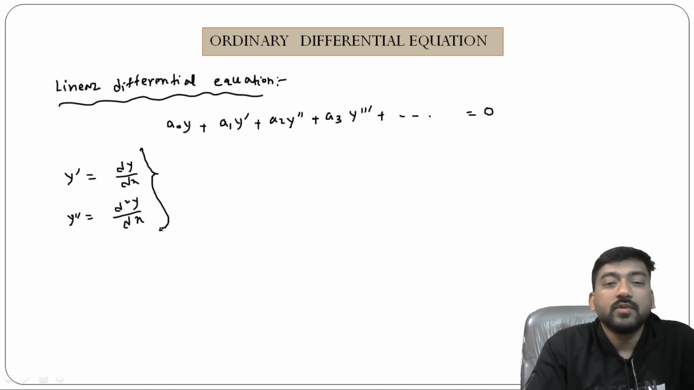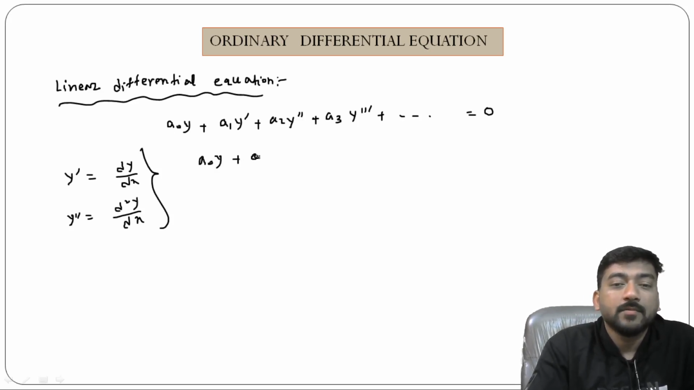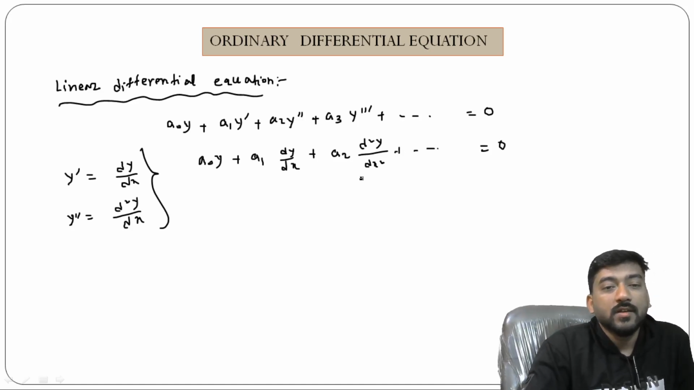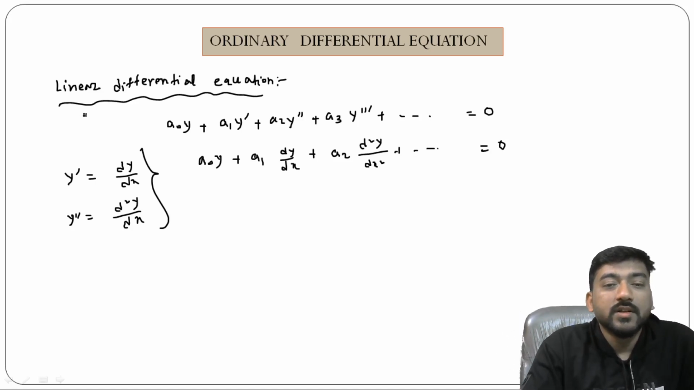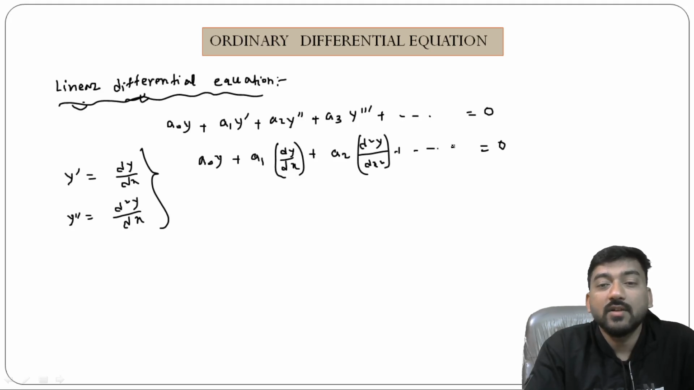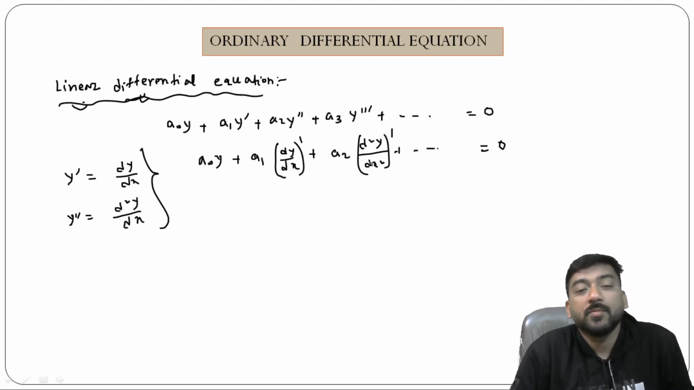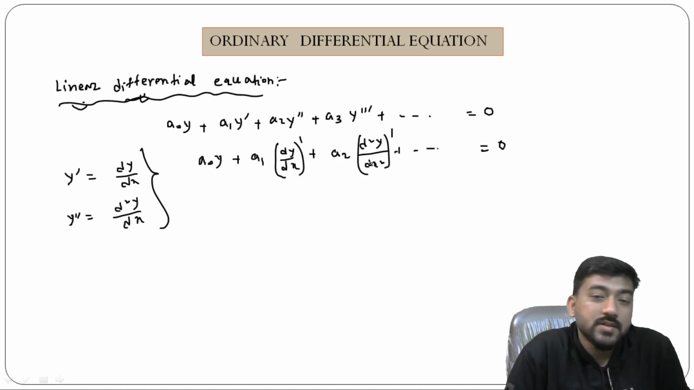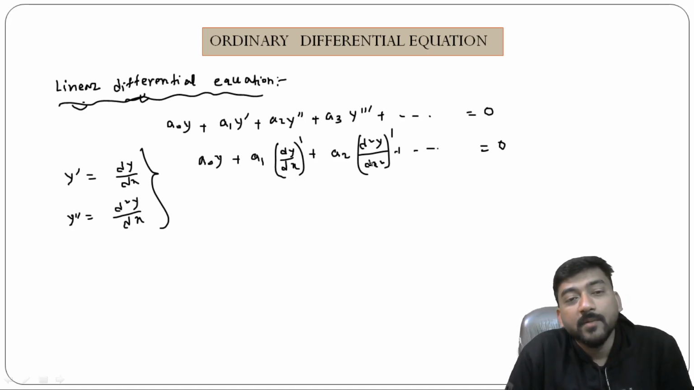If you want to write in this form, it will be something like a0 y plus a1 into dy by dx plus a2 into d2y by dx2, and so on. This differential equation is known as a linear differential equation. You can see the power of all the derivatives involved, whether second order, first order or third order, is always 1. That means its degree is 1, and then it is called linear.